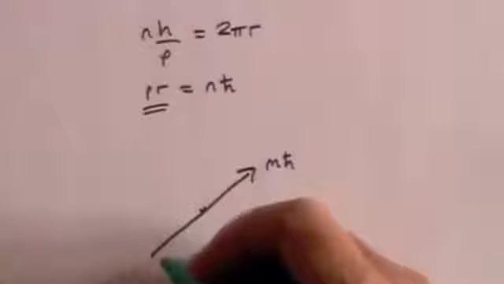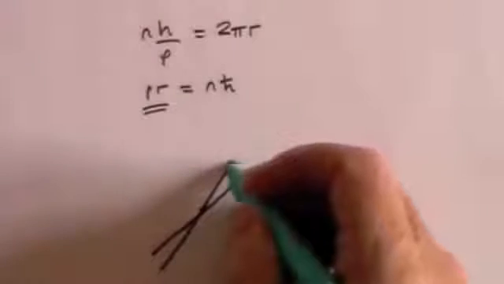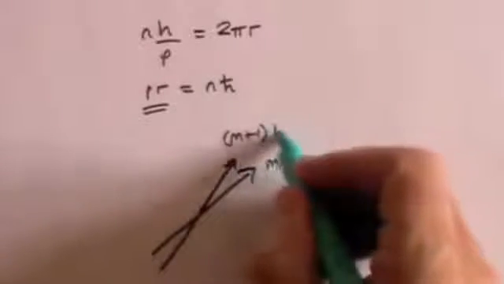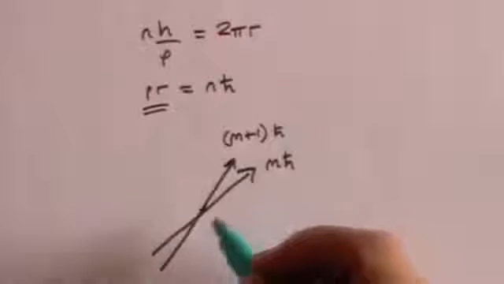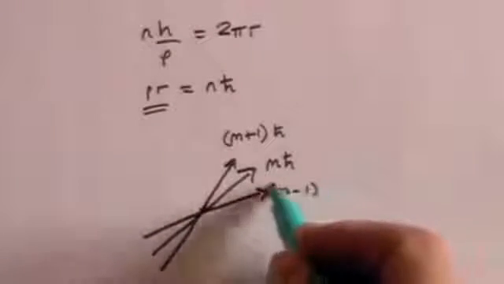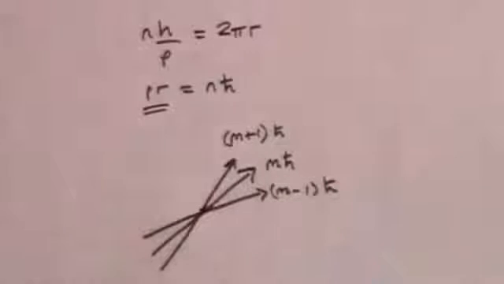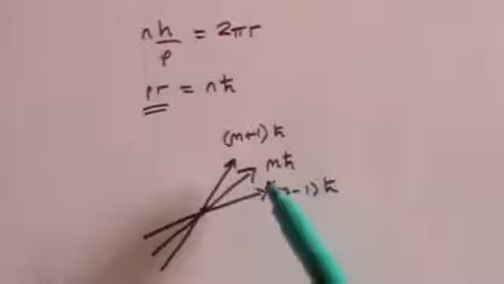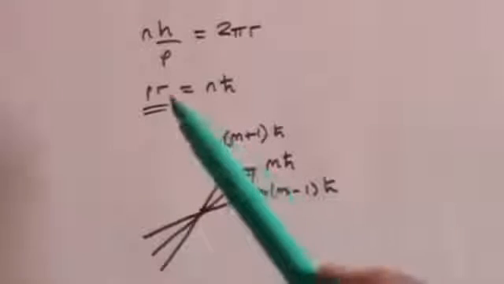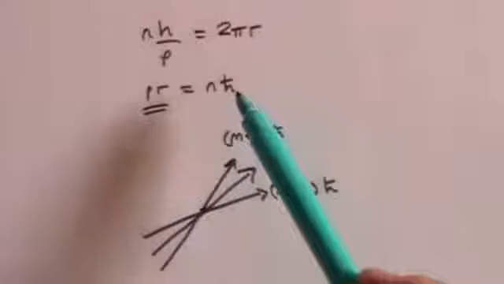Then if you move it on a bit, if you give it a little bit more angular momentum, then it will have m plus 1 h bar, and if you give it less angular momentum, then it will be m minus 1 h bar. The key point being it cannot have any value between these. They are step changes because angular momentum comes in units of h bar.